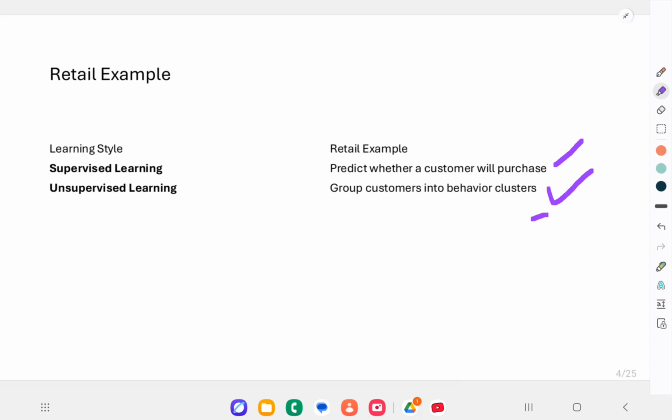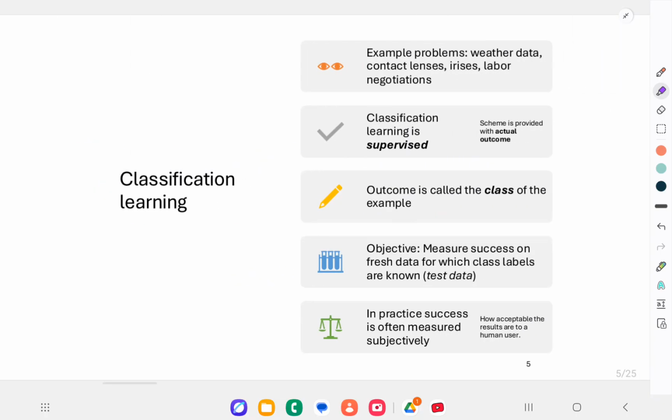These two answer very different questions. The first one answers the question of who is likely to buy. For the second one, we are answering a question like what kinds of shoppers exist. Let's take a closer look at supervised learning. Under supervised learning, there are two main categories: classification and regression. Let's start with classification learning.